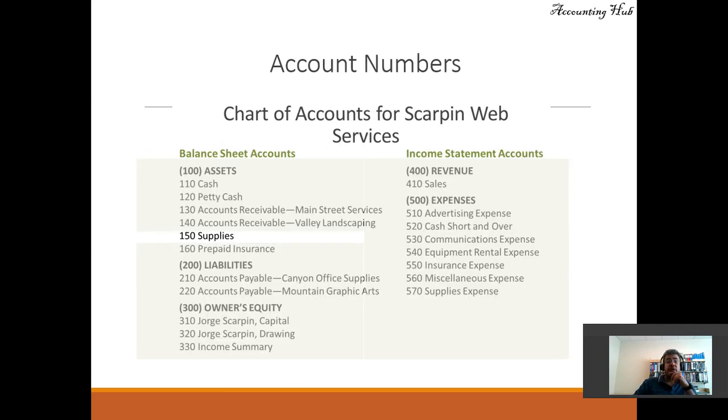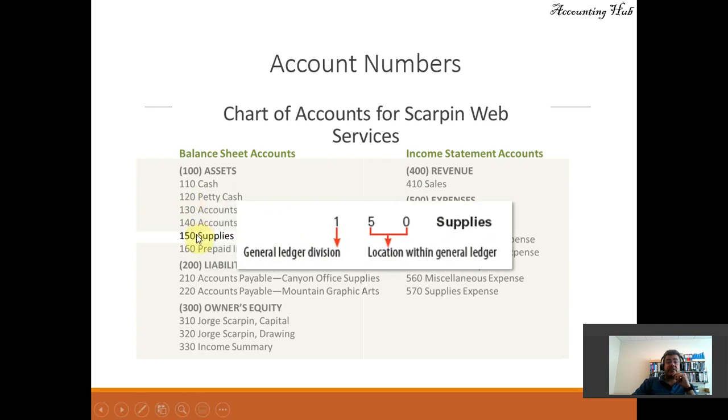So how does it work? For instance, supplies, 150. The first number is the general ledger division. Usually in our accounting software, 1 is assets accounts, 2 liabilities accounts, 3 equity accounts, 4 revenue, 5 expenses. And now the 50 is the location within the general ledger, the account number 50.